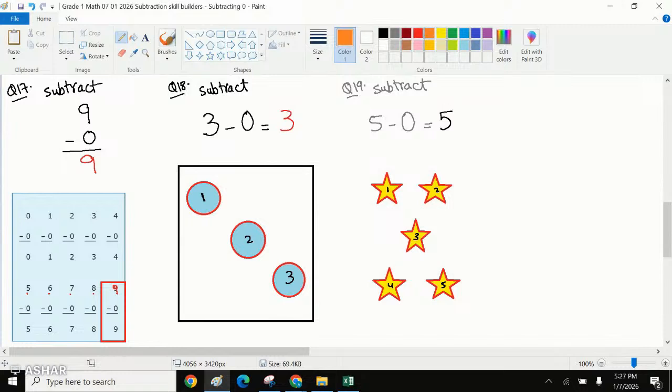So we know the rule that when we subtract 0, there is no change in the number, because we are not removing anything, right? But 0 is still a number, right? Because it can be subtracted, it can be multiplied, it can be added. All operations can be done on it, right? So any number minus 0 will stay the same.